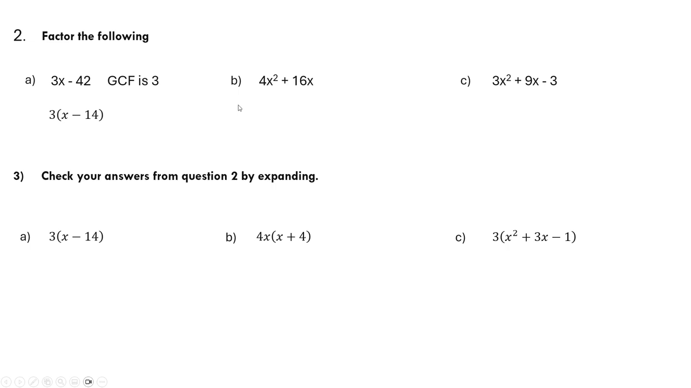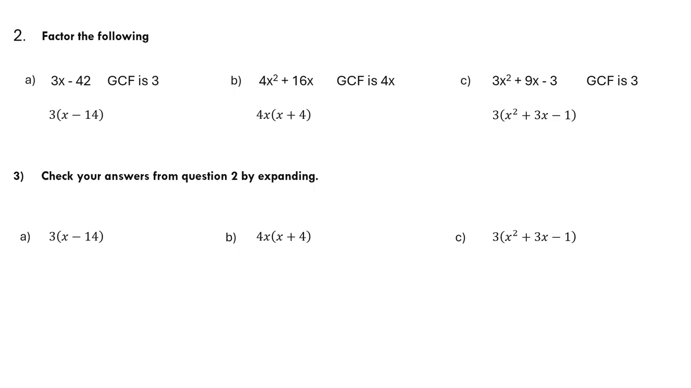Our greatest common factor for B would be 4x. So we write 4x outside the brackets and divide 4x squared by 4x and 16x by 4x, and we get x plus 4. For C, our greatest common factor is 3. Divide all the terms by 3, and we get 3 bracket x squared plus 3x minus 1.